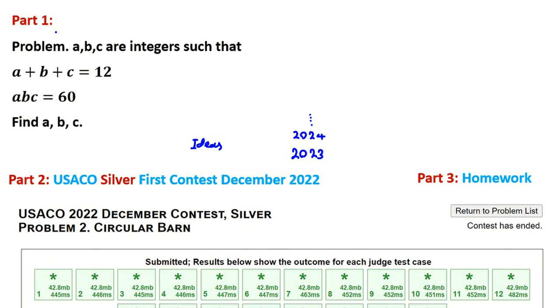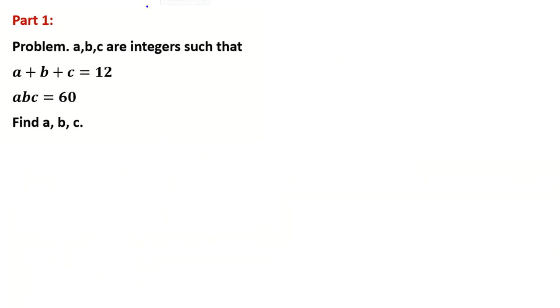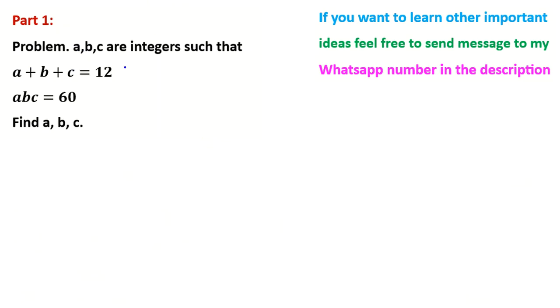Okay, let's try the problem of the first part. a, b, c are integers such that a plus b plus c is 12 and abc is 60. We want to find all possible values of a, b, c. So which equation should we start from? It is so important. Sometimes it's important to start from the right equation.